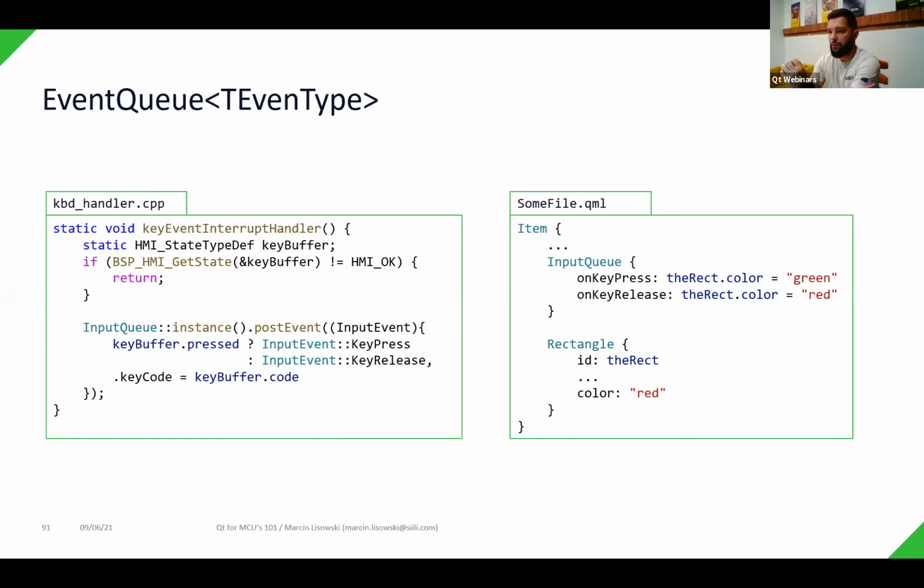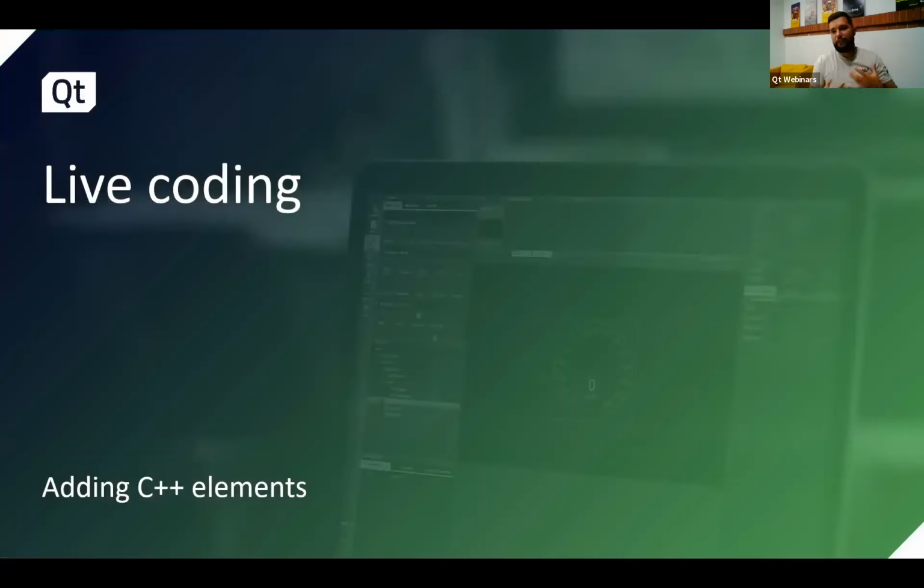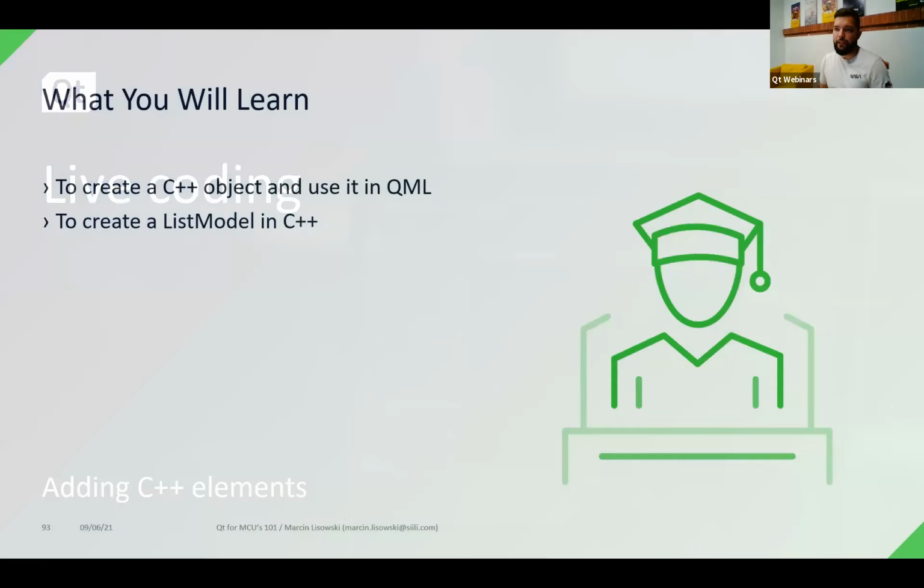That's also not a problem. It works across QML, C++ in both ways. So that's still not a problem to use event queue everywhere where you only need. And right now, we'll try to use some of those features in our coffee machine, where you will learn, of course, how to create C++ object and how to use that in QML, and how to create a list model in C++ and how to pass elements that are held in the list model.